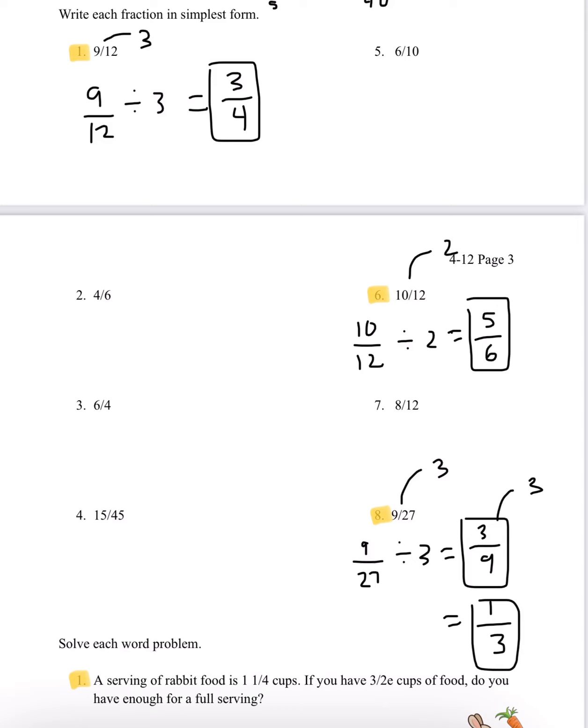But there's a shortcut for this. Instead of dividing by 3 first, we could divide it by 9, right? Because 9 over 27 divided by 9: 9 divided by 9 is 1, and 27 divided by 9 is 3, which is the same final answer we got before. But overall, 1 over 3 is our final answer.